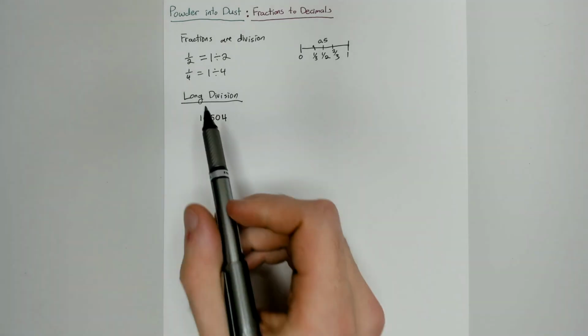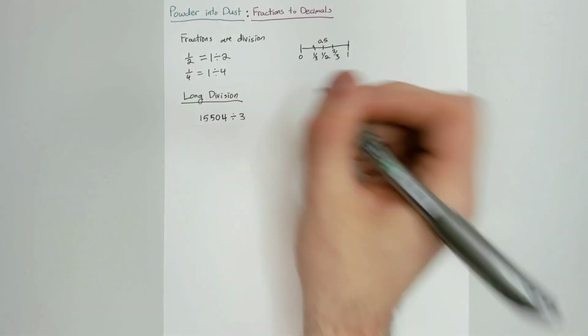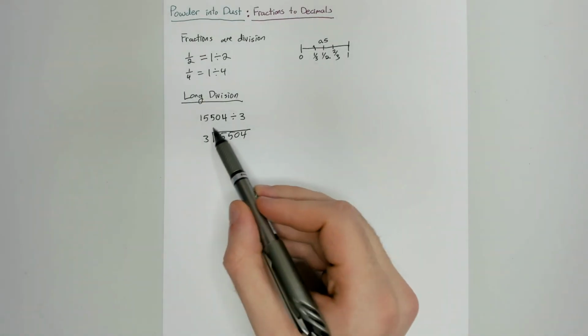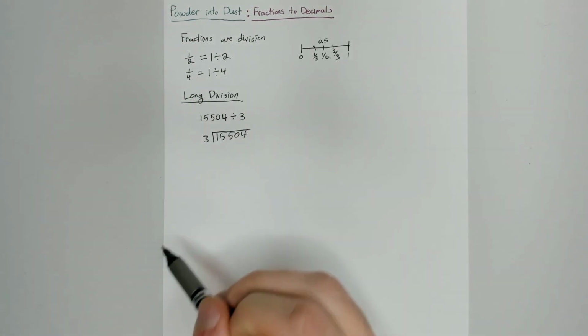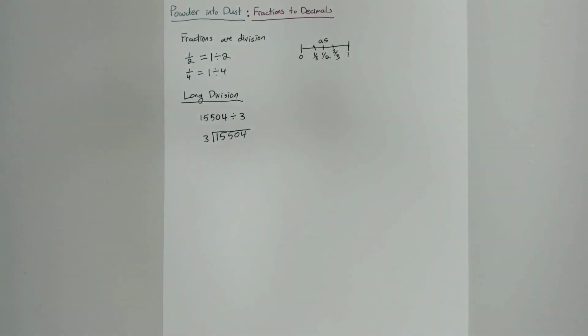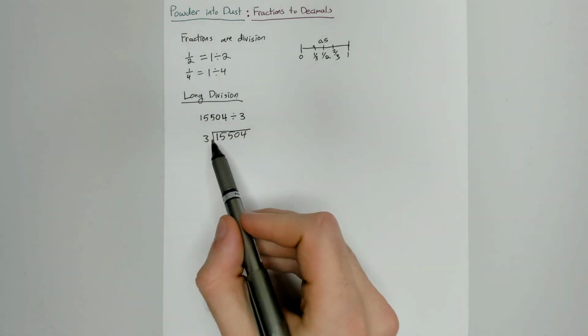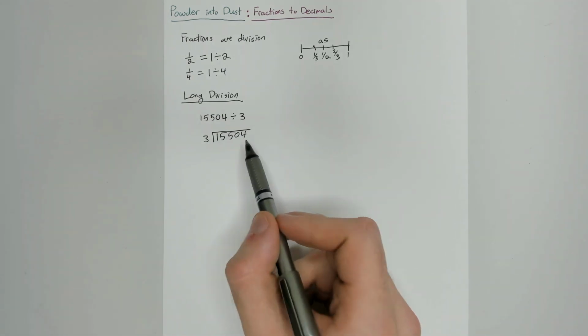All right, so let's say I have this number, 15,504, and I want to divide it by 3. We're going to take the number we're dividing, also called the dividend, and put that under this little bar. Beside it, we're going to put the number we're dividing by, also called the divisor. The idea is we go through each of the digits from left to right, and we see how many times the divisor can go into it.